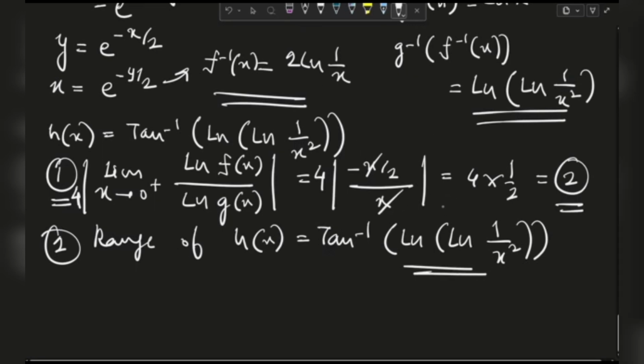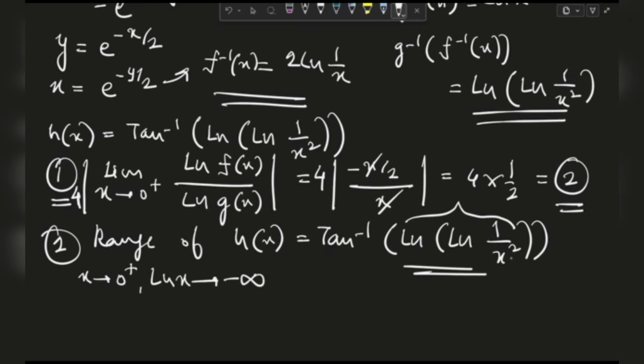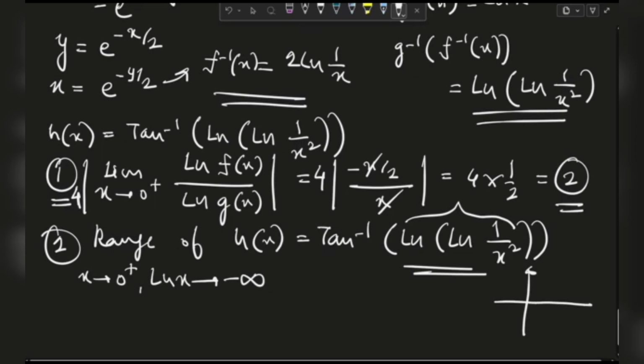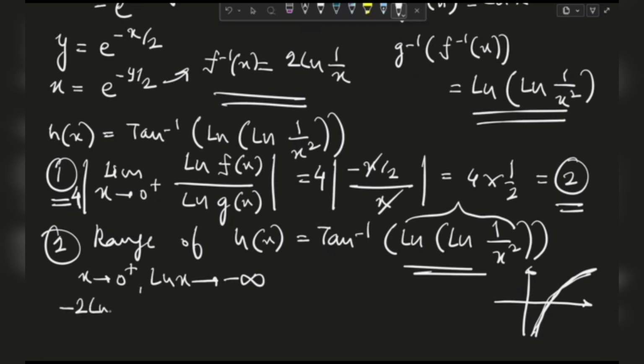Basically, I'm leaving tan inverse for a while. Let's first analyze this inner function. In this inner function, if we tend x to 0 plus, you will see that ln x is tending to minus infinity. Now you will ask me why: because for ln of 1 by x square, if you observe the graph of ln, the graph is something like this, right? So when x tends to 0 plus, ln x tends to minus infinity. So if we take minus 2 ln x, which is basically ln of 1 by x square, it will tend to plus infinity.